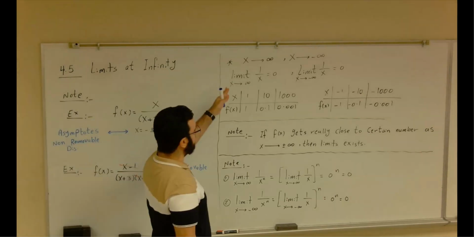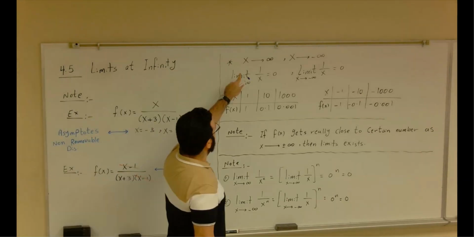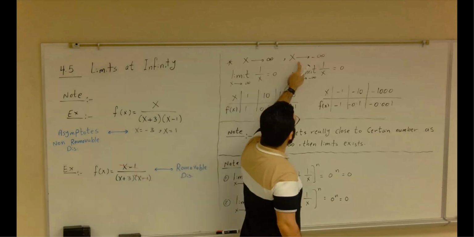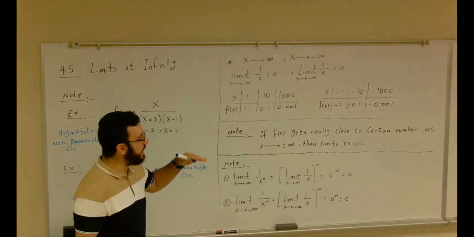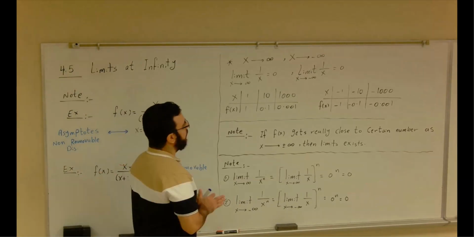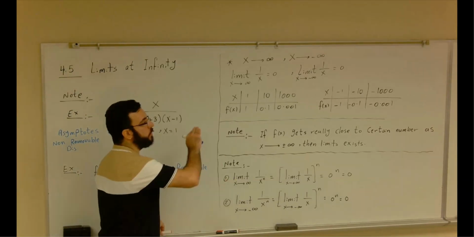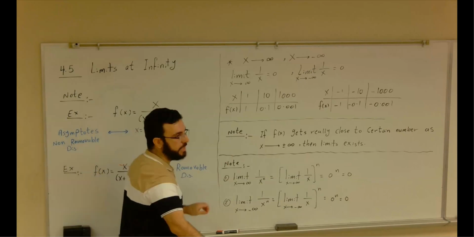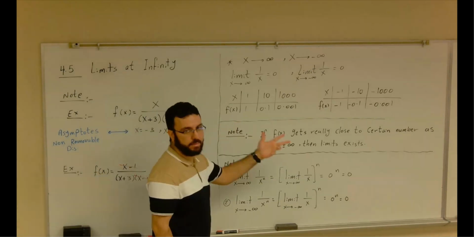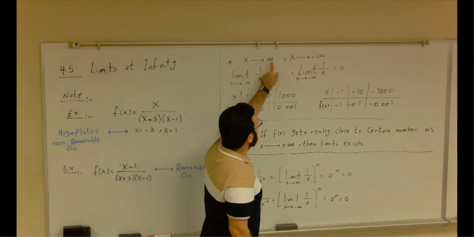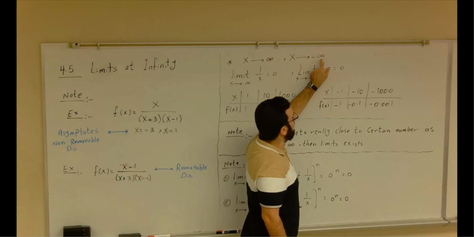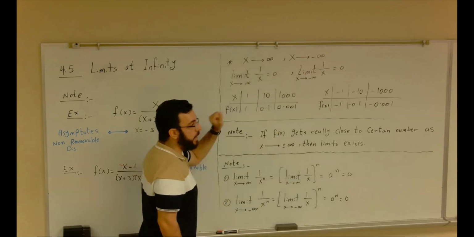Now here's the first rule. When we have x going to infinity and x going to negative infinity. Remember when we took the limit, always we were trying to find the limit to a certain number, like 5, 6, 7, 1, 0. But now we're taking the limit where? To infinity and negative infinity. So here is the first rule.